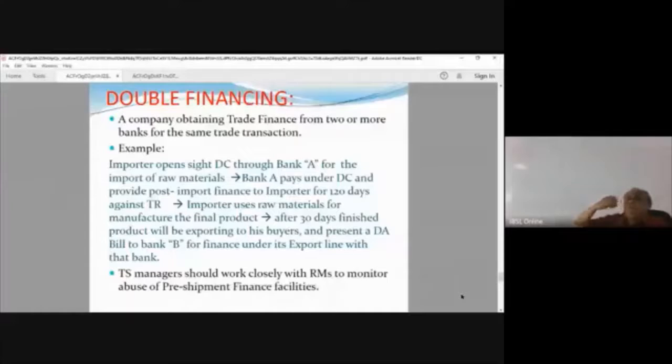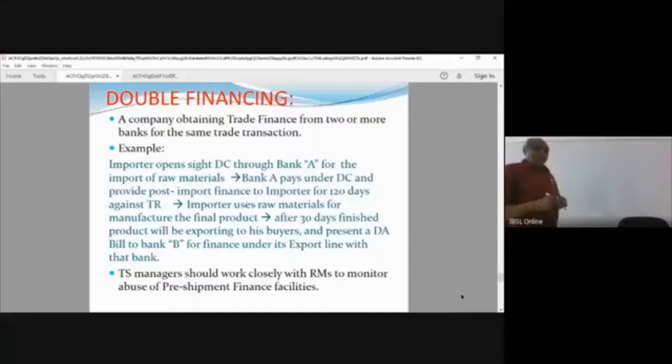Then comes double financing. Double financing means a company obtaining trade finance from two or more banks for the same trade transaction. Let me give an example. The importer opens an LC through bank A for the import of raw materials.